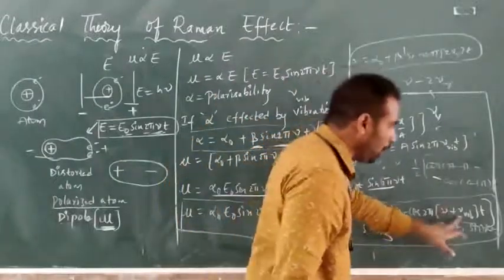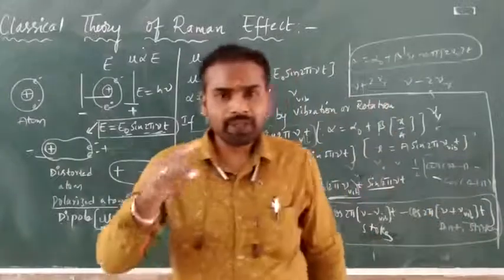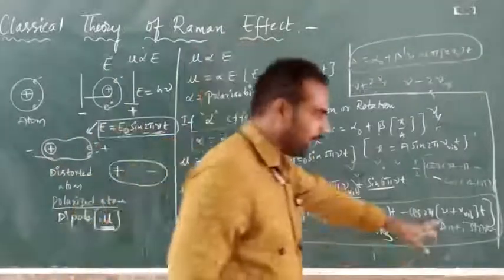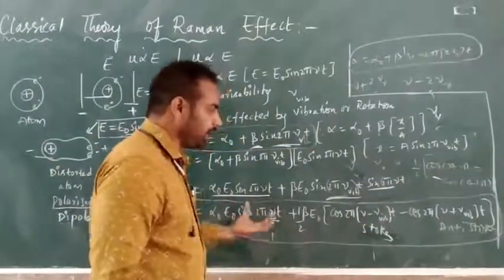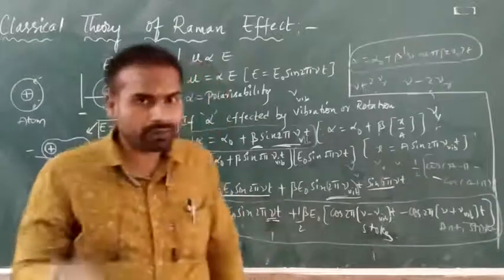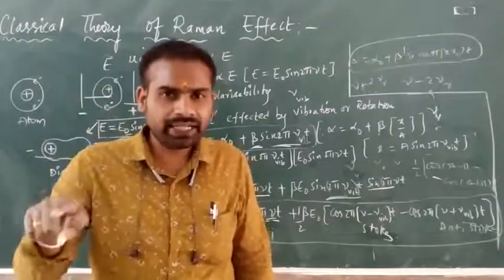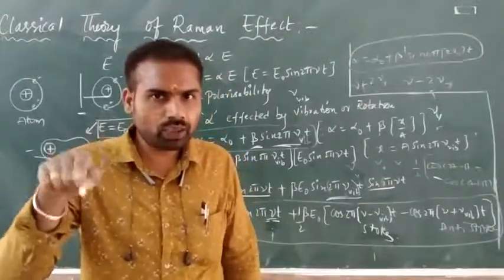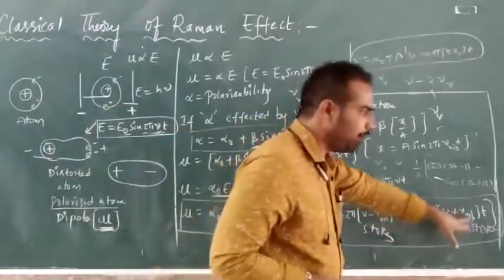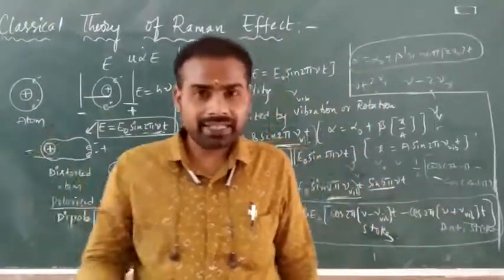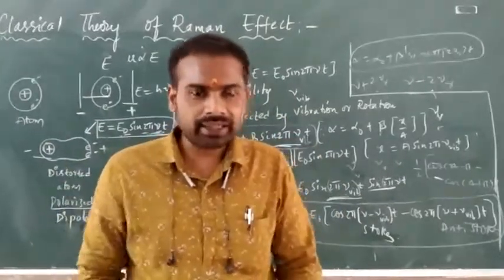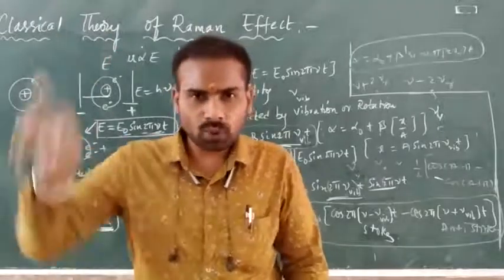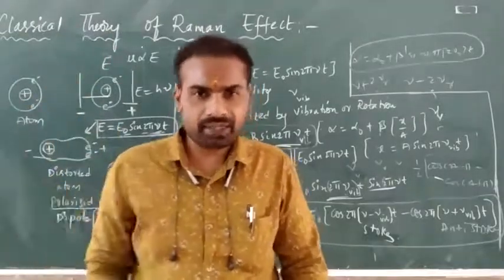And here, nu plus nu VIB is greater than the incident frequency nu, nothing but anti-Stokes lines. So the expression is clear. According to classical theory, you are getting the incident frequency, in addition to that Stokes lines frequency nu minus nu VIB, or nu V in your textbook, and nu plus nu VIB, greater than incident frequency, that is anti-Stokes lines. Like this, Raman explained the classical theory. In this, we will get Stokes lines, anti-Stokes lines, and incident frequency also.